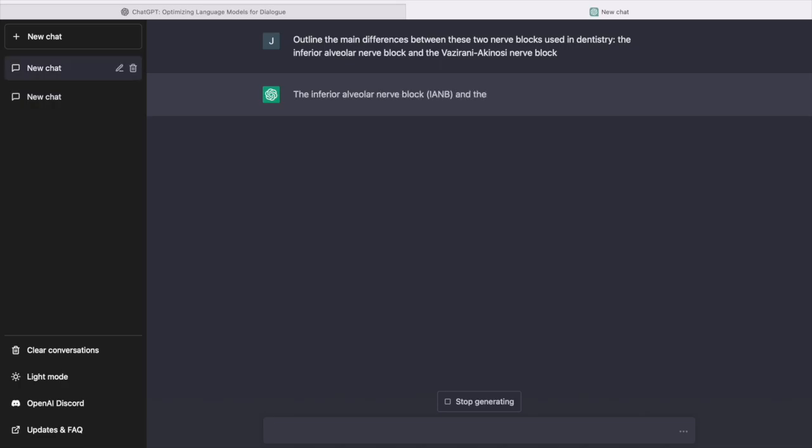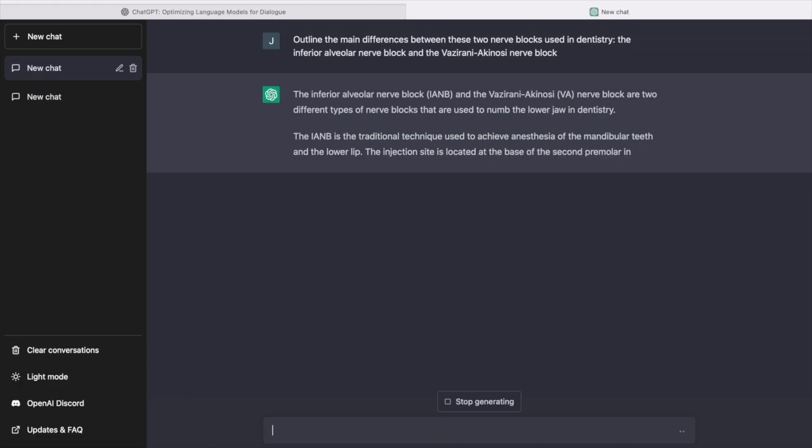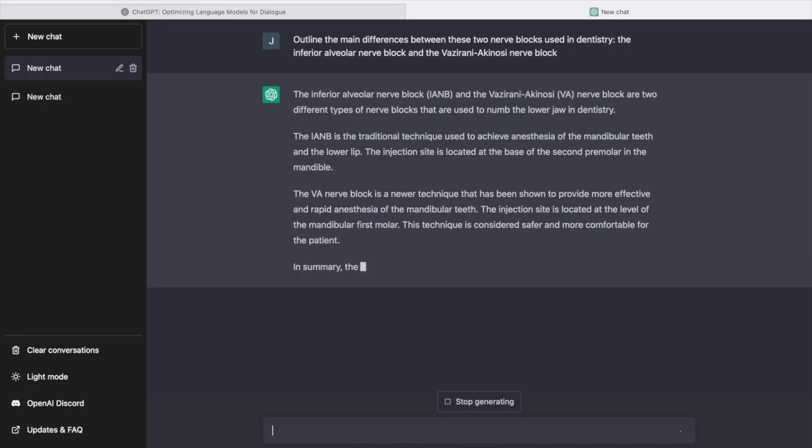Okay, the inferior alveolar nerve block, IANB, and the Vazirani-Akinosi, VA nerve block are two different types of nerve blocks that are used to numb the lower jaw in dentistry. Yeah, that first sentence is correct. The IANB is the traditional technique. Yes, it is. It's the Halsted technique, and it's the traditional one. That's right. And it's used to achieve anesthesia of the mandibular teeth and the lower lip.